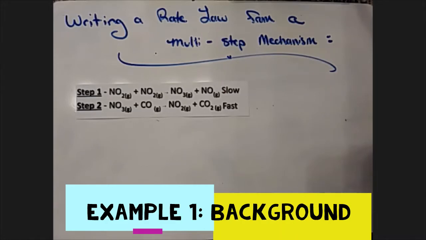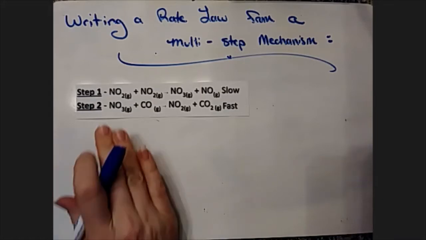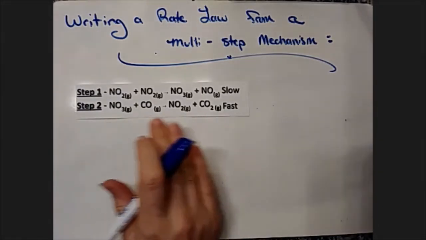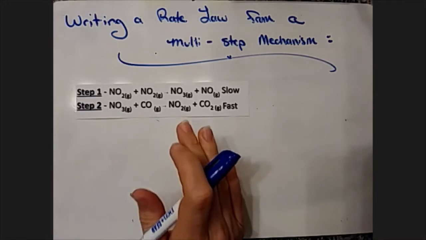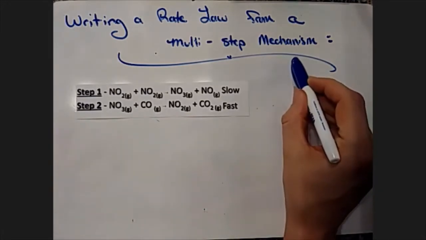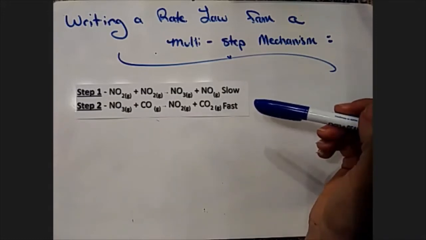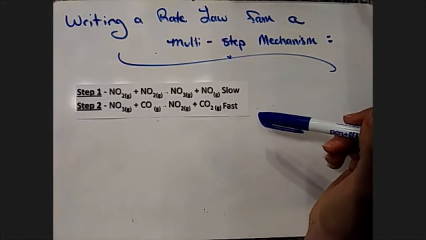So today's lesson is about writing a rate law from a multi-step mechanism. And I just happen to have one sitting right here. This would be called a multi-step mechanism. Now don't forget that a mechanism is just simply chemistry code for an explanation of how the chemistry actually happens.